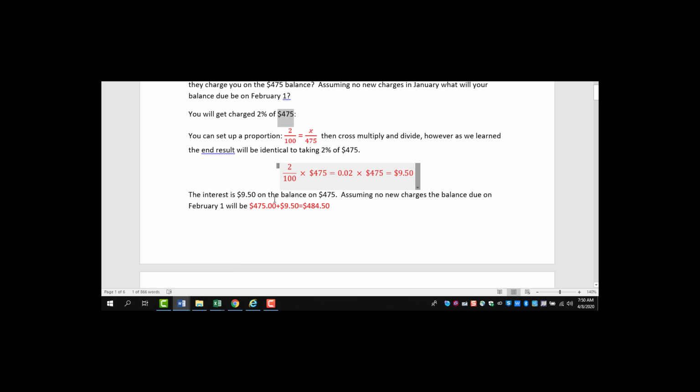The interest of $9.50 on the balance of $475, assuming no new charges, the new balance is going to be $475 plus the interest, which is $9.50, which we just calculated here. So your total due will be $484.50.